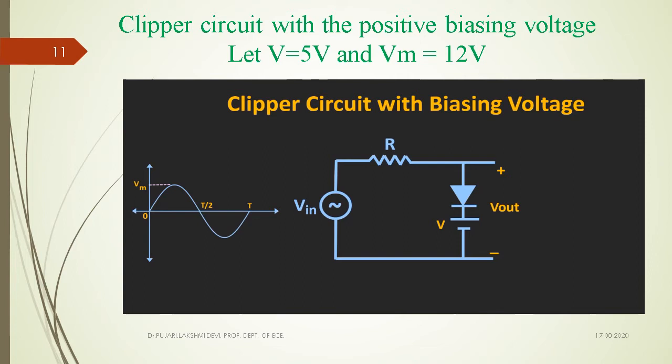What's the reason? Suppose the input voltage is less than 5 volts, the anode of this particular diode is less than 5 volts, but the cathode is already connected to the fixed DC voltage of 5 volts.